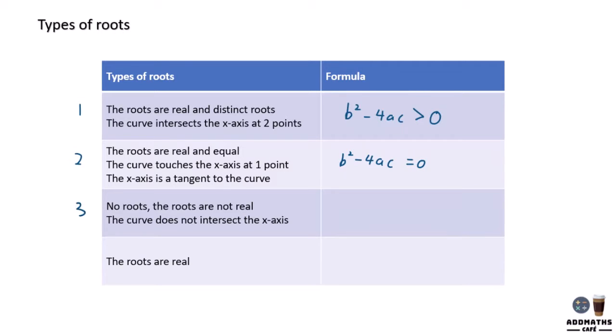The third case is there's no real roots. The curve does not intersect the x-axis. Means that the formula will be b squared minus 4ac less than 0.